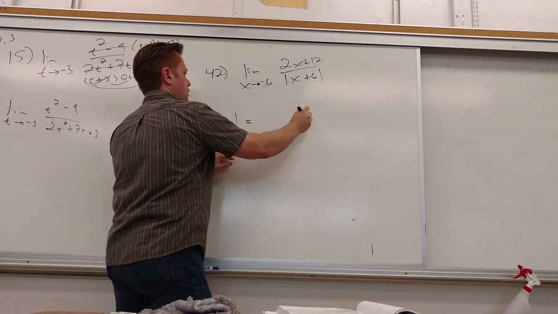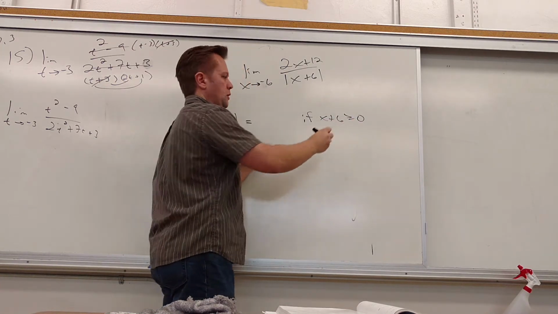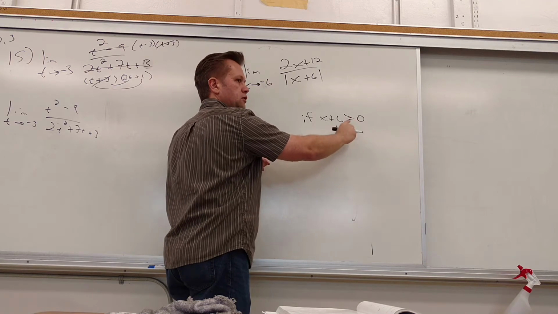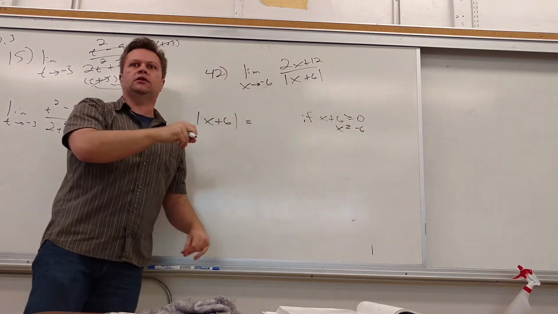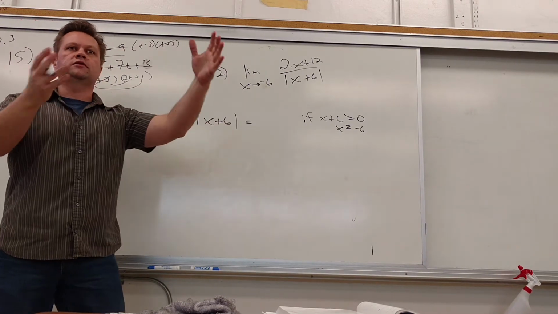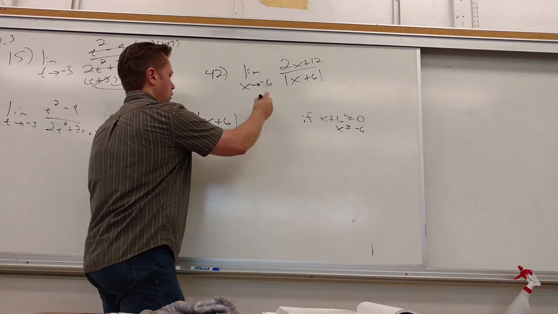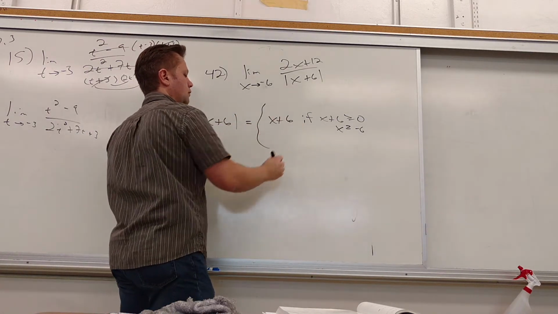So, let's be smart about it. If x plus 6 is greater than or equal to 0, which means if x is greater than or equal to negative 6, then that's the absolute value of a positive number. And what's the absolute value of a positive number? It does nothing. So it would be x plus 6.